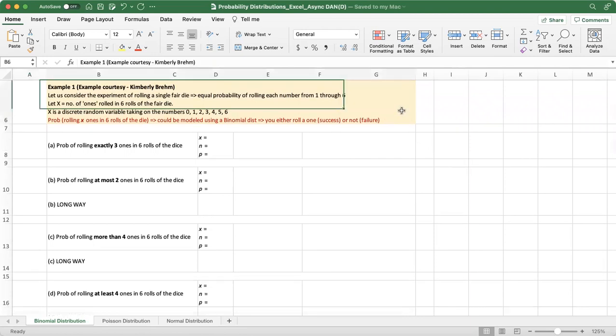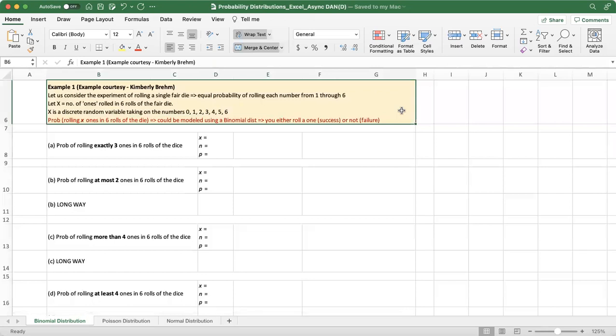So we have an experiment here. The experiment is one where we are rolling a single fair die, and we know that there's equal likelihood of rolling every single number from 1 up to 6. Now let me define a random variable x to be the number of ones that we roll in 6 rolls of the fair die. Well, this variable x could take on 7 different values going from 0 to 6.